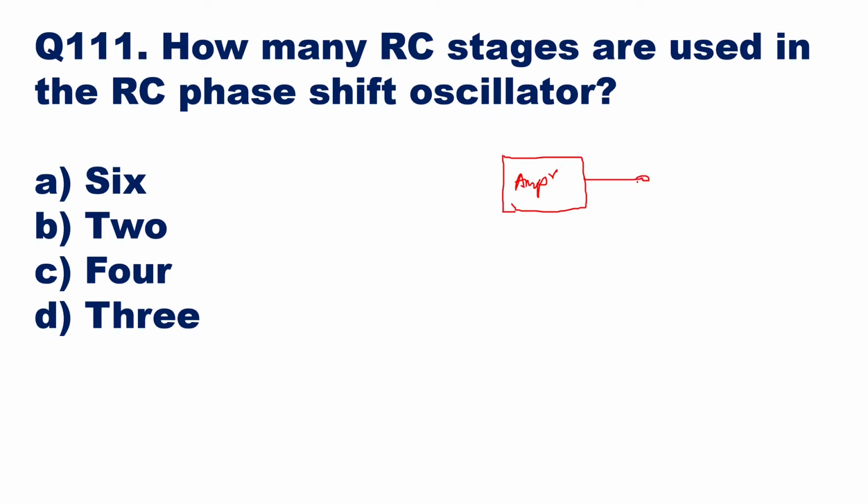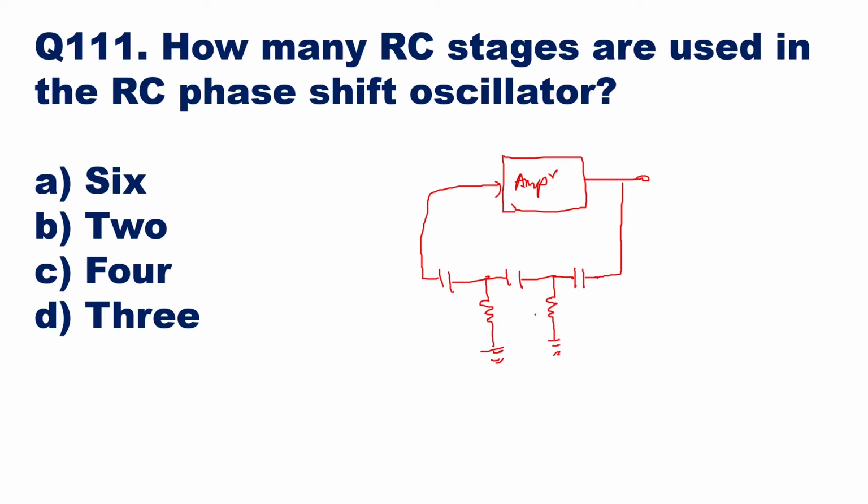Now that will be having its output, and that output is going through a feedback network. Here you can have a capacitor, and then here you can have a resistor. Again, you can have a capacitor. Again, you can have a resistor. Again, you can have a capacitor here. This capacitor is going to go to your feedback. This is going to give you the feedback to the amplifier.